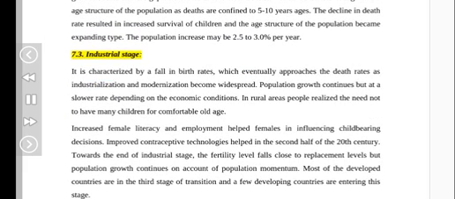7.3. Industrial stage. It is characterized by a fall in birth rates, which eventually approaches the death rates as industrialization and modernization become widespread. Population growth continues but at a slower rate depending on the economic conditions. In rural areas people realize the need not to have many children for comfortable old age. Increased female literacy and employment helped females in influencing childbearing decisions. Improved contraceptive technologies helped in the second half of the 20th century.